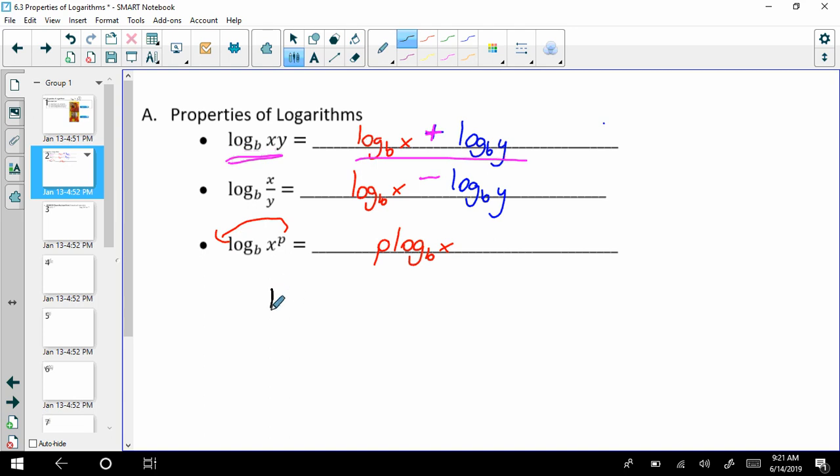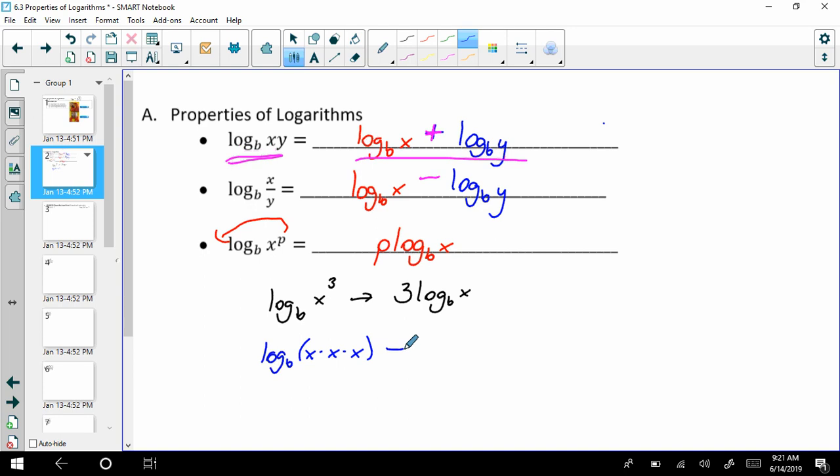So if I had something like log base b of x cubed. Well, according to this third rule, I could just write that as 3 log base b of x. I could simply move the exponent forward. Now, why does that work? Well, watch this. This log base b of x cubed, hopefully you agree, I could write it like this. x times x times x. That's what x cubed is.